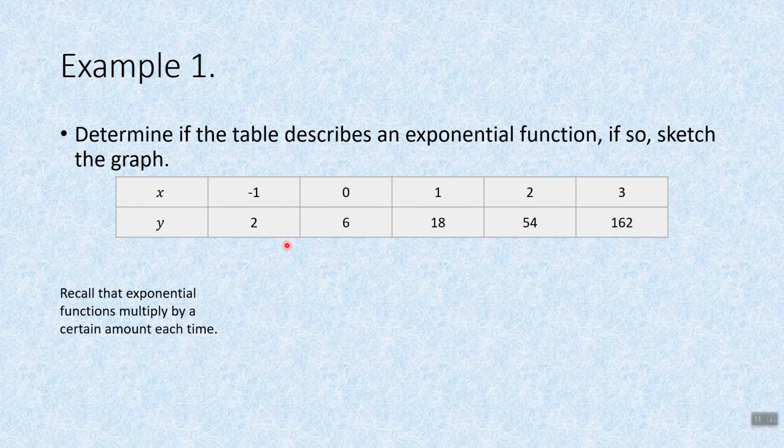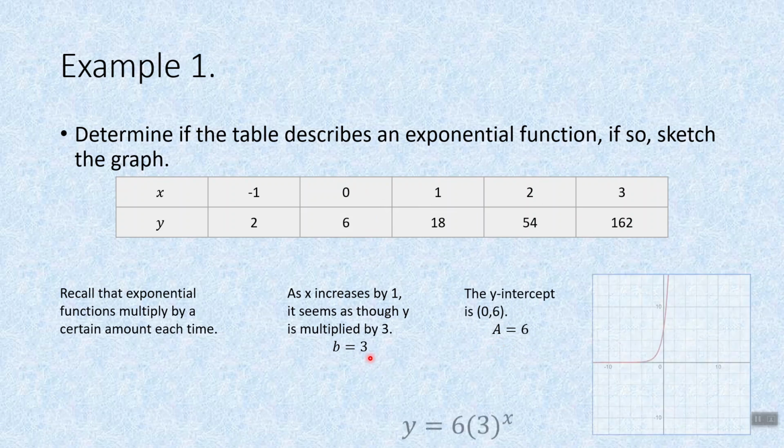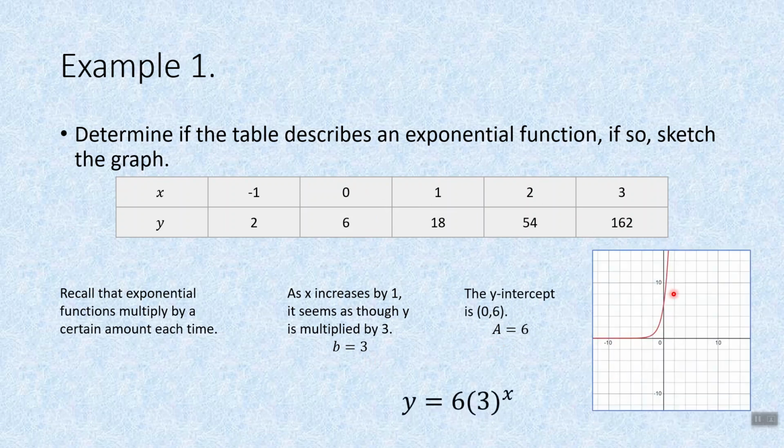Remember, exponential functions multiply by a certain amount each time. So what do I multiply 2 by to get 6? Well, that seems like a 3. And what's 6 times 3? Oh, that's 18. So it looks as though when x increases by 1, my y value is multiplied by 3. And you can check it. Pretty sure that the base is 3. We know that the y-intercept is always when the x value is 0. So at the point 0, 6, a value is 6, b value is 3. I could write my equation and graph it. Desmos, for the graphing, makes a very nice output.